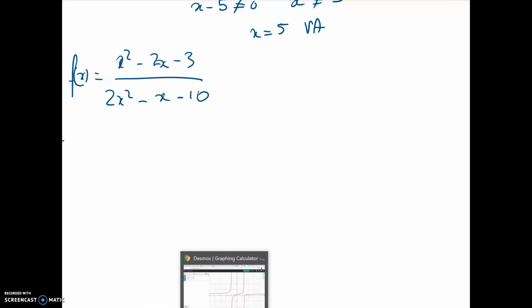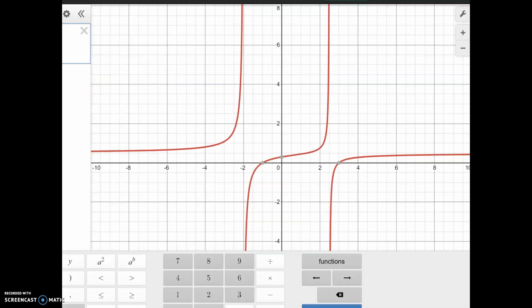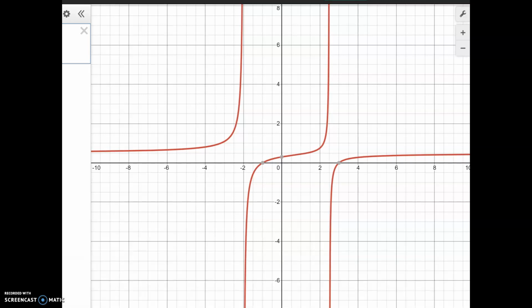So if I go to my graphing calculator right here, and I graph x squared minus 2x minus 3 divided by 2x squared minus x minus 10, I can see clearly a horizontal asymptote. I see two vertical asymptotes. I hope you can see at x equal -2, you got a vertical asymptote. You got another vertical asymptote a little bit after 2, between 2 and 3. So you got a pretty good idea of what you are dealing with right now.